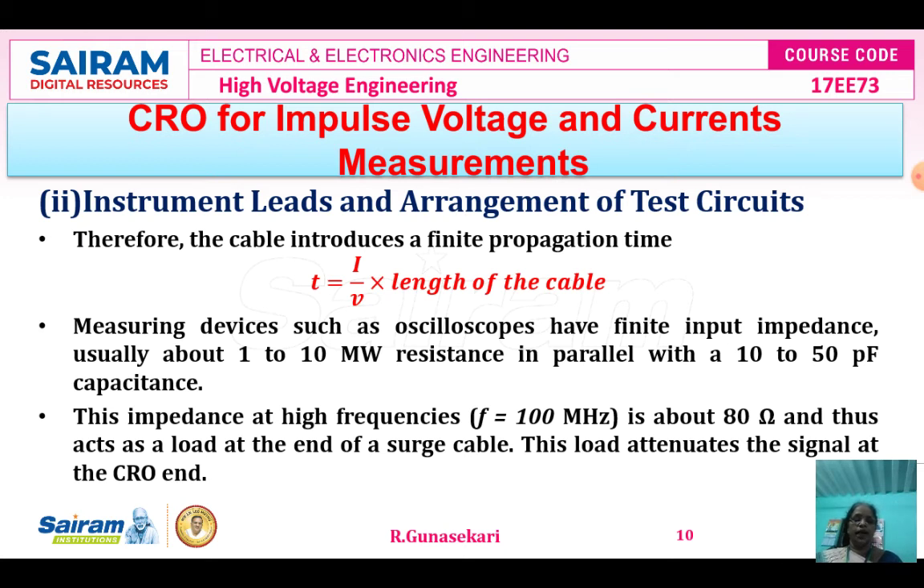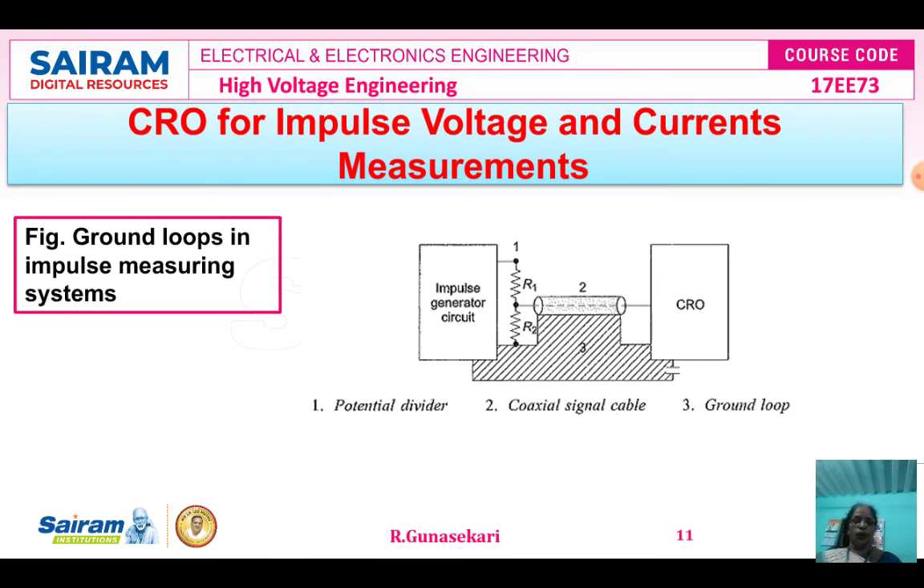This impedance at a higher frequency, in the range of f equal to 100 megahertz, is about 80 ohm, and it acts as a load at the end of the surge cable. This load attenuates the signal at the CRO end. The cables at high frequencies are not lossless transmission lines because of the ohmic resistance loss in the conductor and the dielectric loss in the cable material. They introduce attenuation and distortion to the signal.